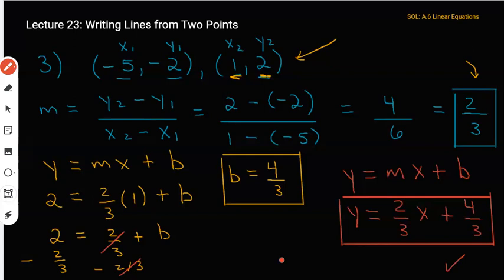So for each one of these problems, we're finding the slope first from the slope formula. Then we're finding out what b is. Once we do that, we have enough information to write down our line. Let's go ahead and move on to the classwork.